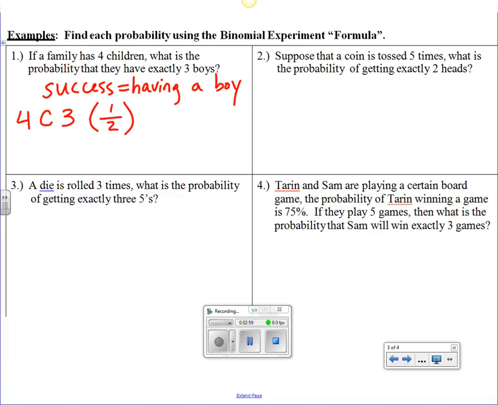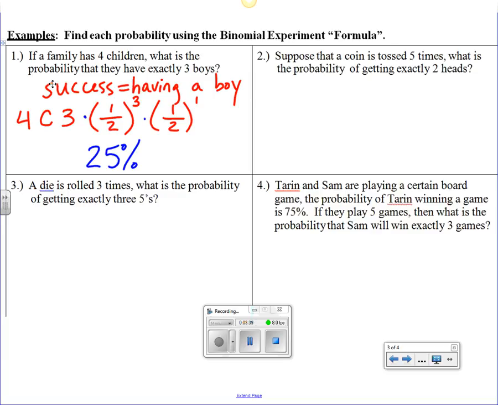Then you raise that to the power of how many successes you want. Well, you want 3 boys or 3 successes in this problem. Then the next parenthesis is the probability of failure. Well, if a success is having a boy, then in this case failure is having a girl. And the probability of that is also 1/2. And if you're having 4 children, you're going to have 1 girl left. So you type all that in your calculator: 4 choose 3 times 1/2 to the third times 1/2 to the first. And for this one, you get 25%.